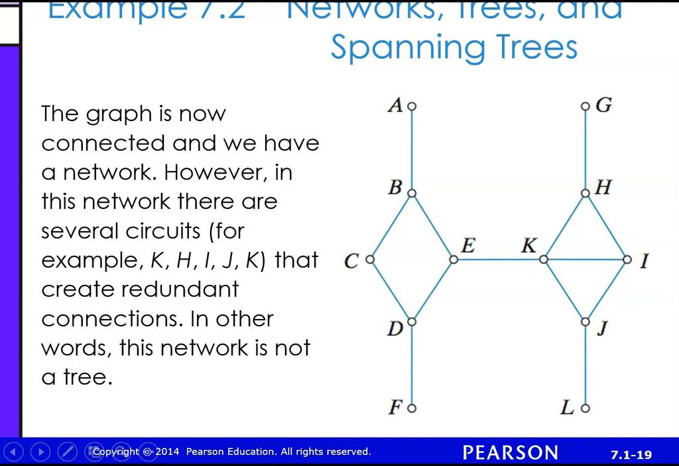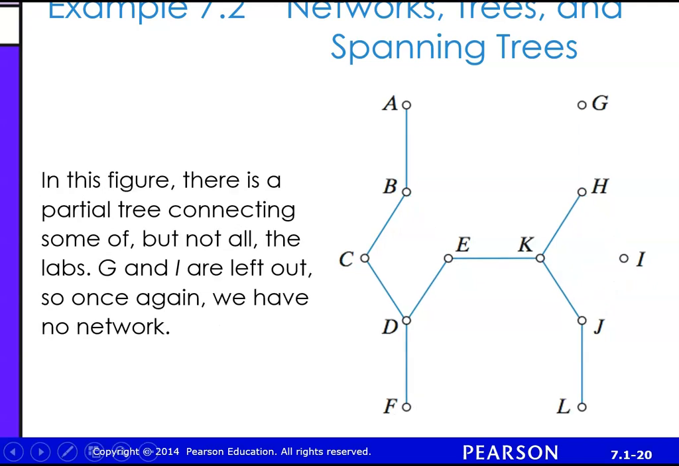In this graph, we have several circuits. I'm just going to point out one. Here's one right here, B, C, D, E. Then we have another one over here. We have several of them. So again, this network is not a tree. In this figure, there's a partial tree connected. Again, we do not have G and I. They're left out. So again, no network.